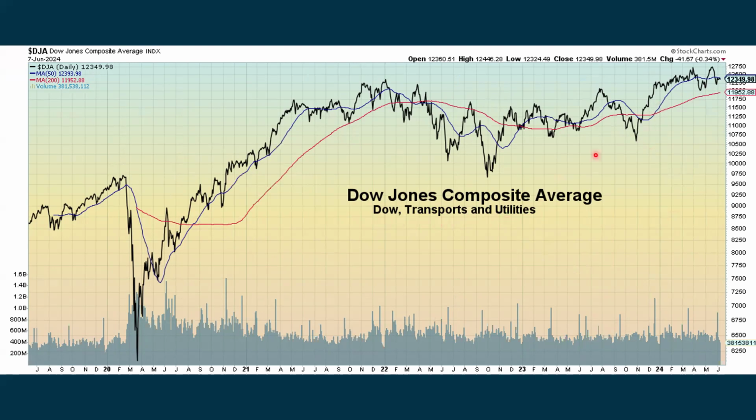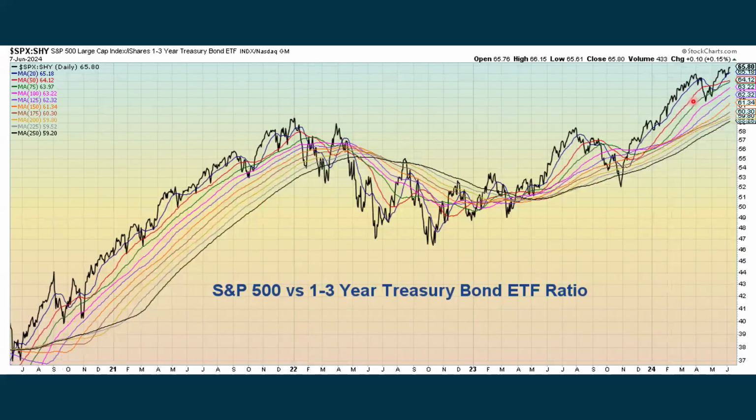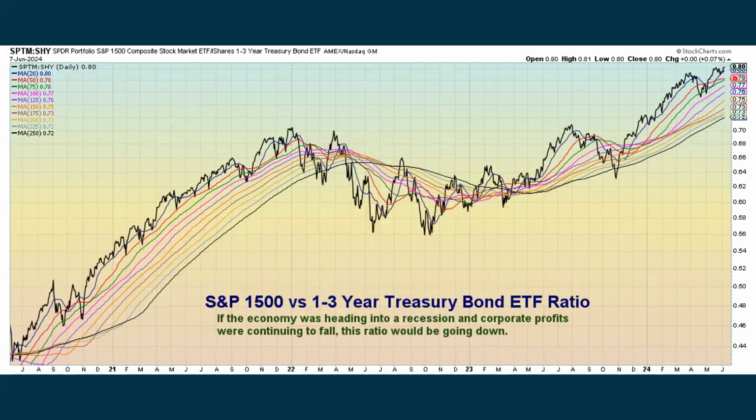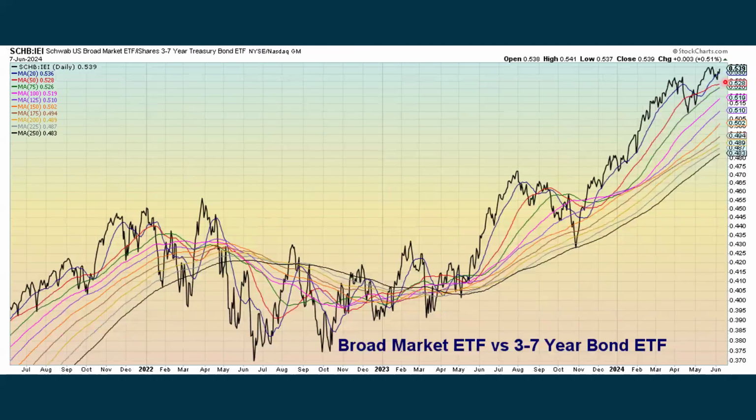But when we take all three of these together, we are in an uptrend. This is the S&P compared with short-term bonds. This means that stocks are outperforming bonds, at least on a shorter term 1 to 3 year basis. This is a broader market look at the S&P 1500, also compared with shorter term bonds. So this is confirming that the broad market is outperforming bonds as well.